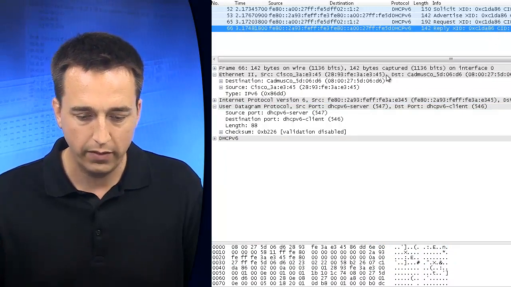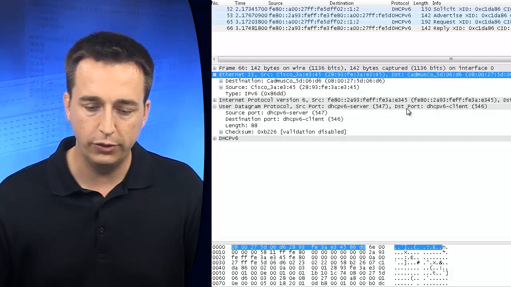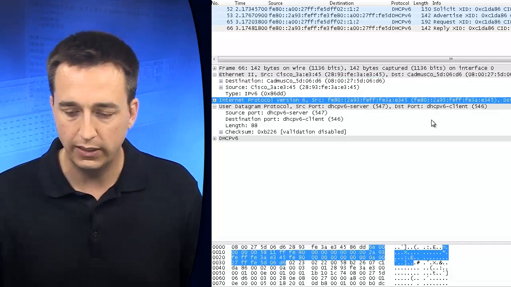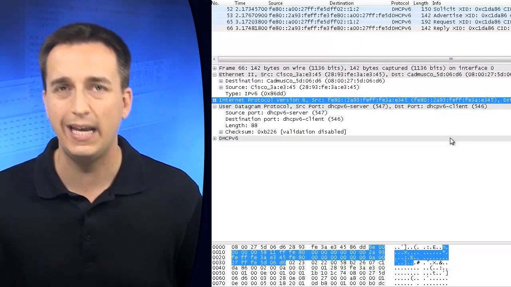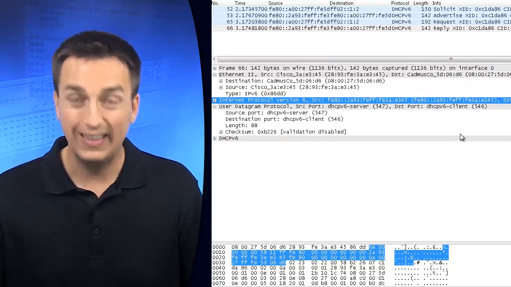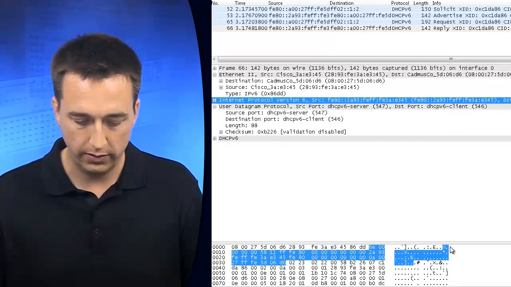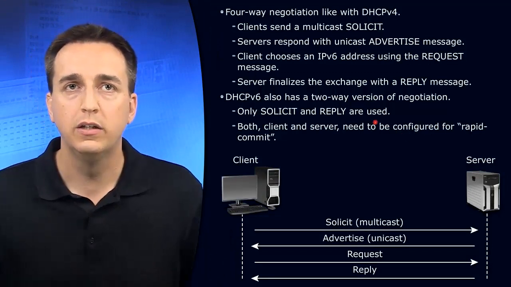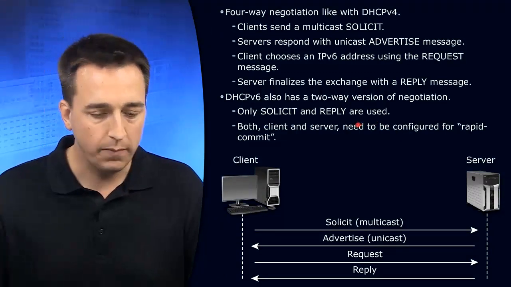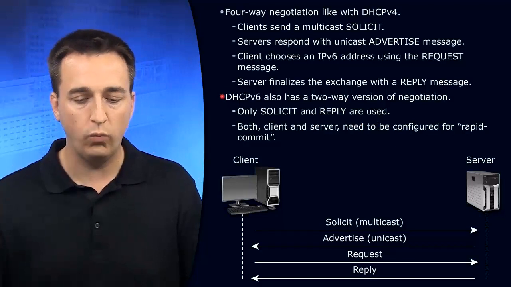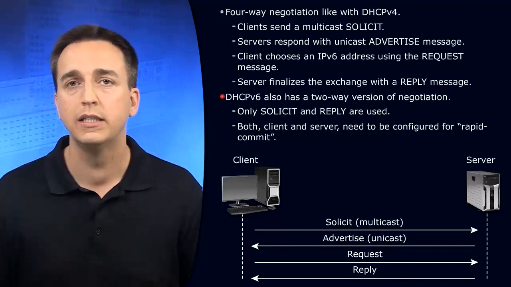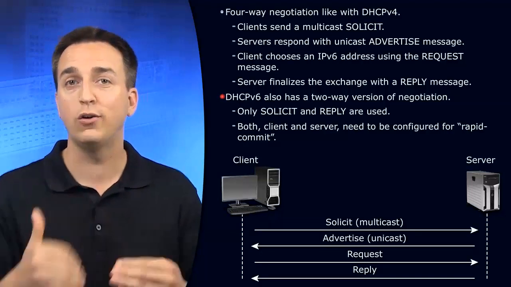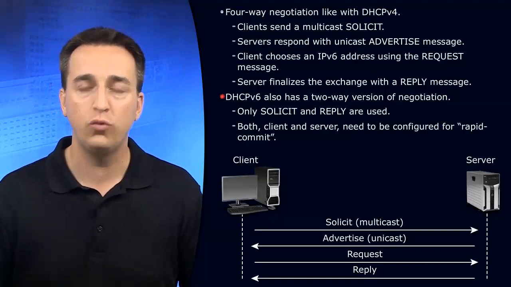When we examine that reply, we'll see that it is unicast back. We have a specific source, specific destination MAC addresses, and we have a specific source and destination IPv6 link local address that is being utilized. So this is a four-way negotiation process for DHCPv6. However, DHCPv6 also has a rapid negotiation process whereby only the solicit and reply are used. There is no advertise or request process in between.